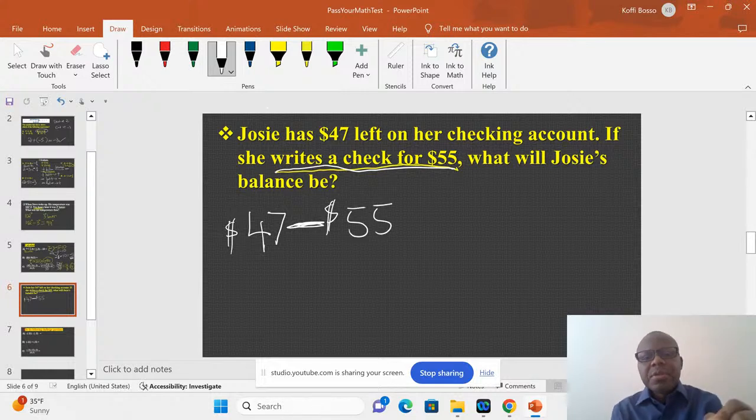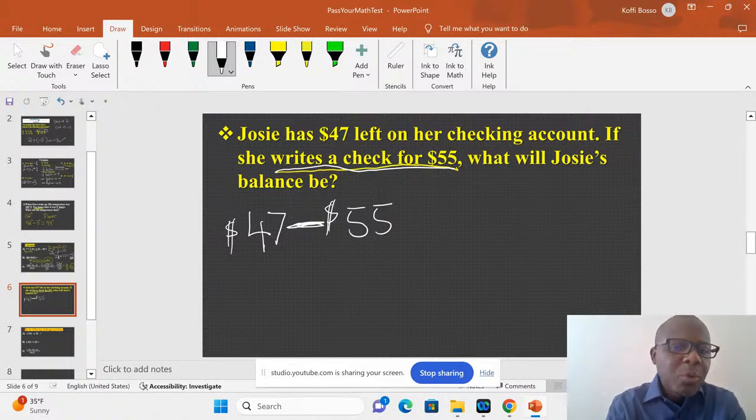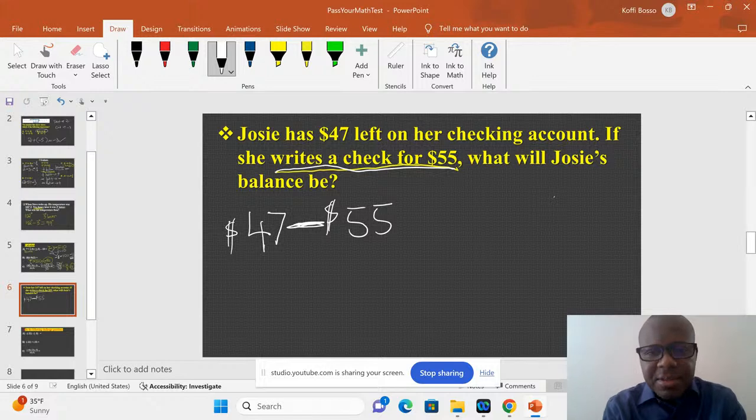So here we are doing 47 minus 55. Why is it not 47 plus 55? It's not a plus because here they are writing a check. So when they are writing a check, it's a subtraction. Now, in case they say a deposit, it has to be addition. So if the person made a deposit of $55, in that case, we're going to add the 55.